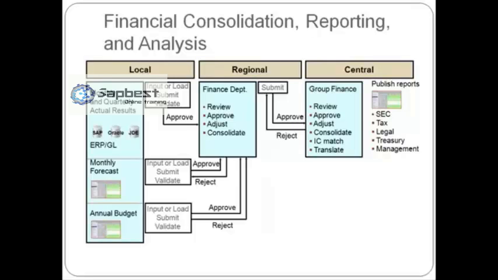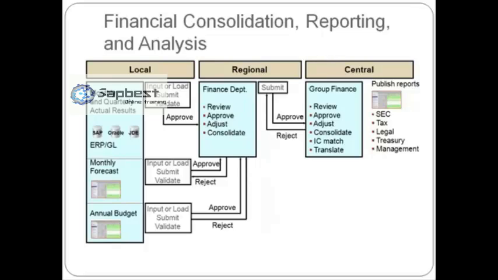The regional level, based on their understanding and what they want during the review process, can either review it or reject it. If they reject it, it goes back to the local level with their comments to rectify certain errors or problems they have identified, and then it is resubmitted. If they approve it, then at that level also the consolidation will be executed, adjustment entries will be passed, and then that will be passed on to the group level or central level.